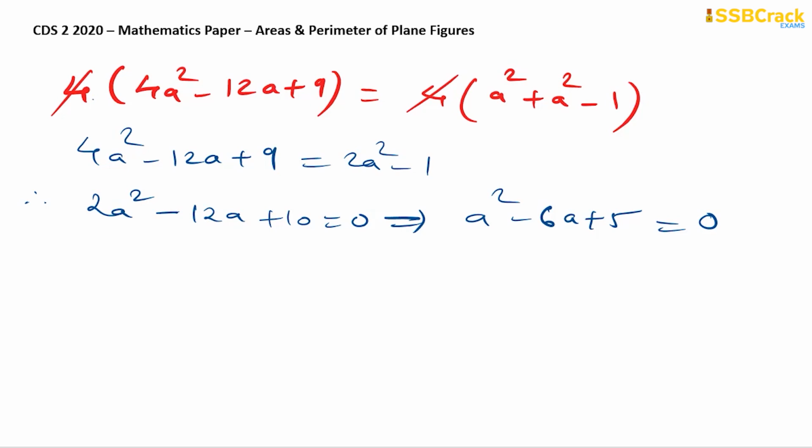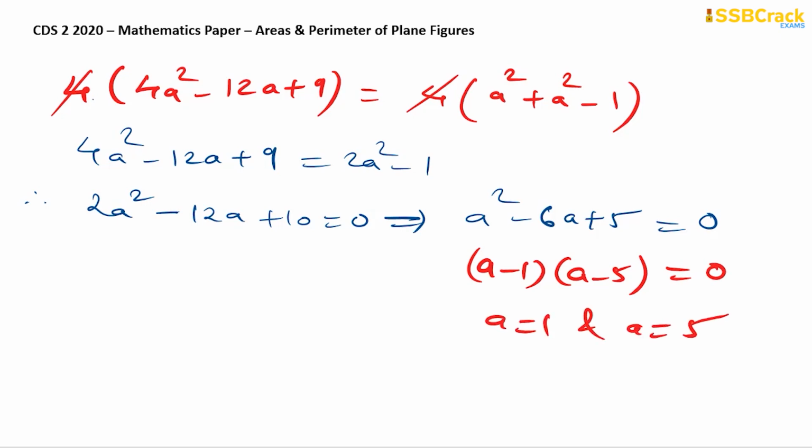This quadratic equation can be solved by the splitting method, and the factors are a minus 1, a minus 5. Sorry, because we have product 5 from 1 and 5, and we want the sum to be minus 6. So a minus 1 and a minus 5 are the factors, so that a can be 1 and a can be 5.